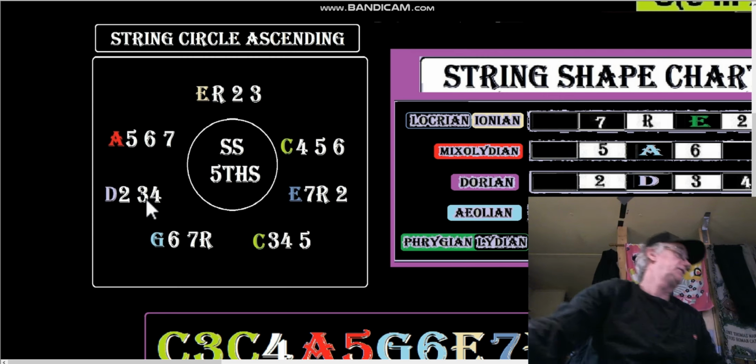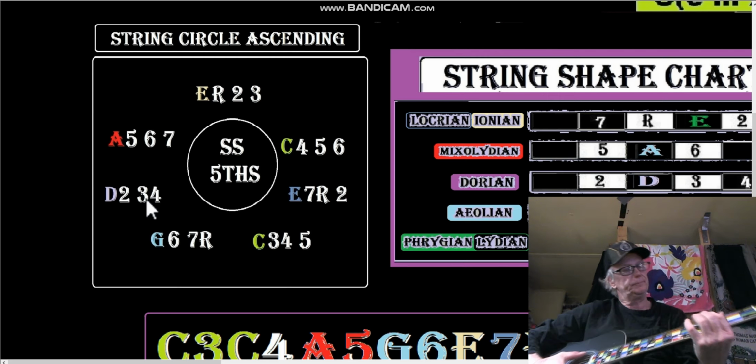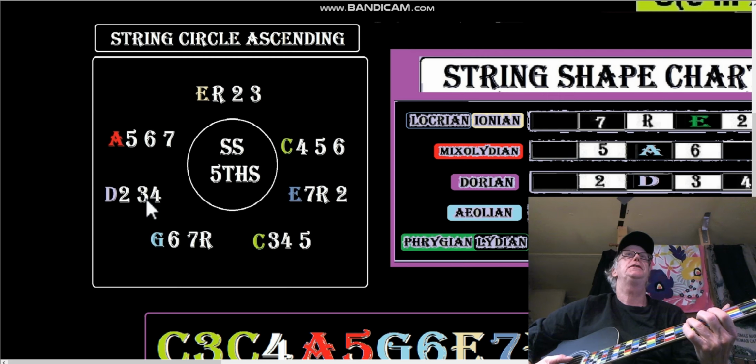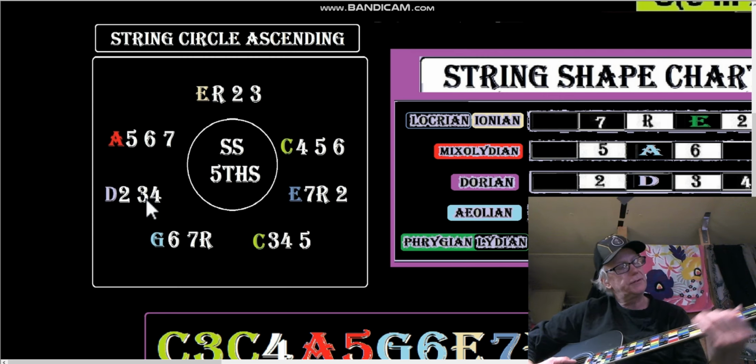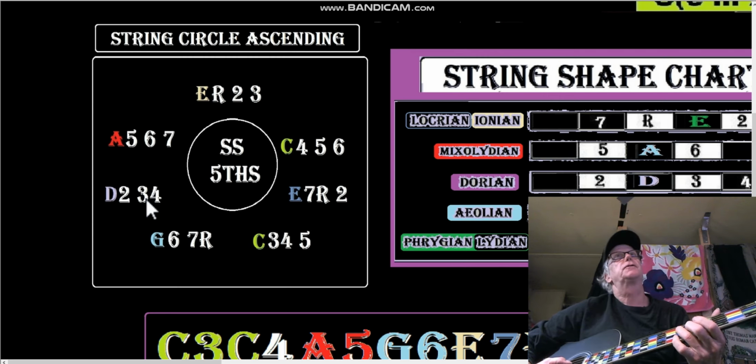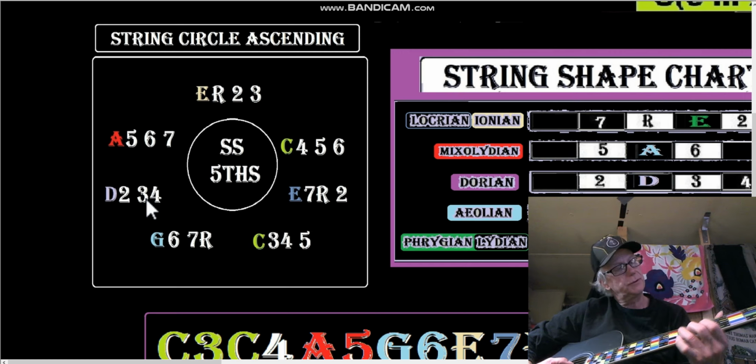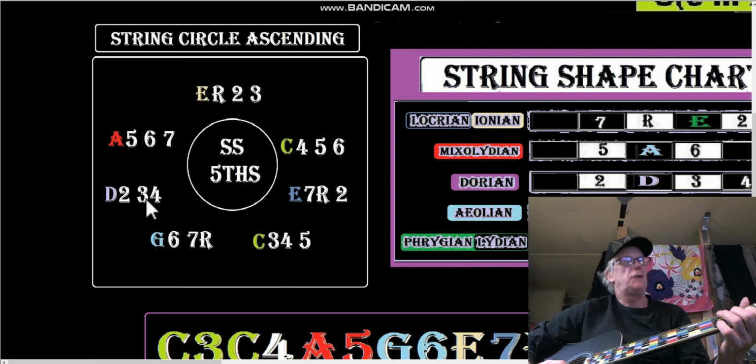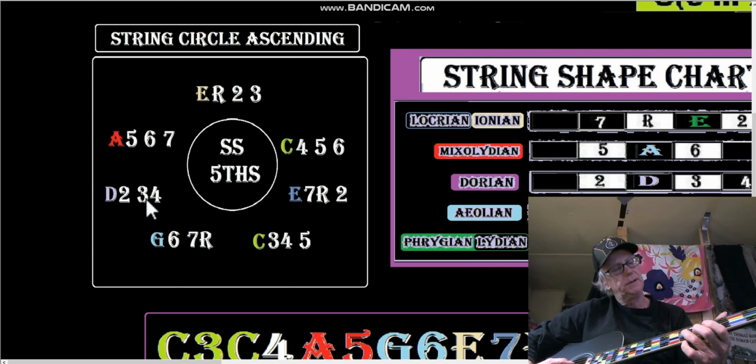So we start here at D on 2, 3, 4. That's the D string shape. A is 5, 6, 7. Next string up, see the fifth of D is A, the fifth of A is E, root 2, 3, that kind of thing. And then to C is 4, 5, 6. So we go to the E is root 2, 3, and we go to the C is 4, 5, 6.